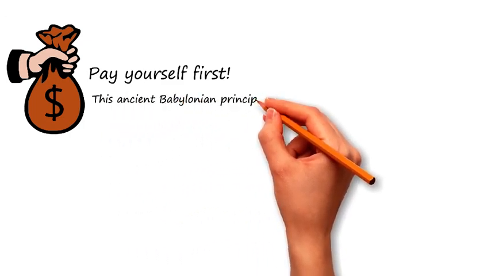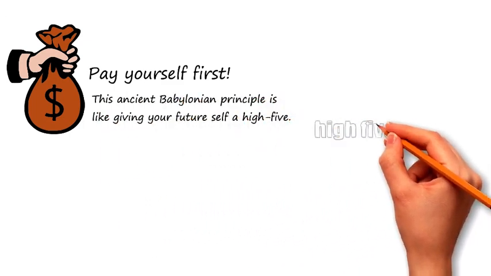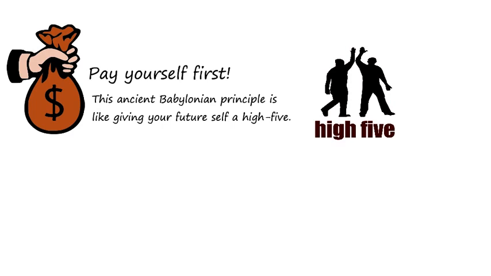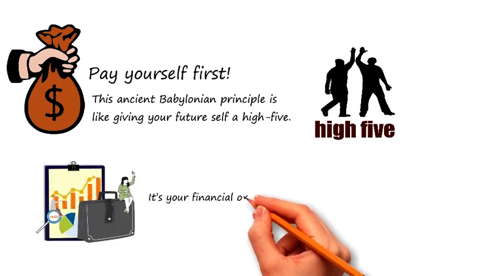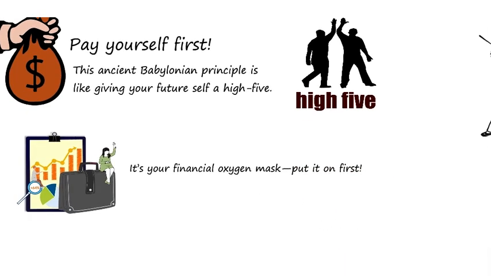Here's a golden oldie, but a goodie: pay yourself first. This ancient Babylonian principle is like giving your future self a high five. Allocate part of every paycheck to savings before you do anything else. It's your financial oxygen mask, put it on first.